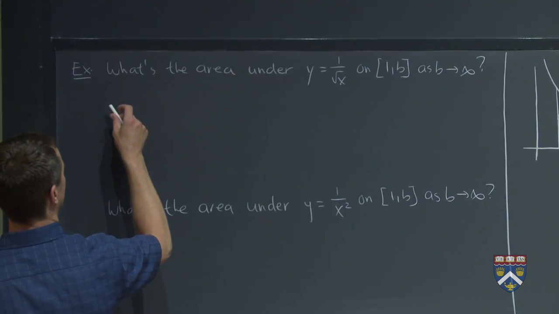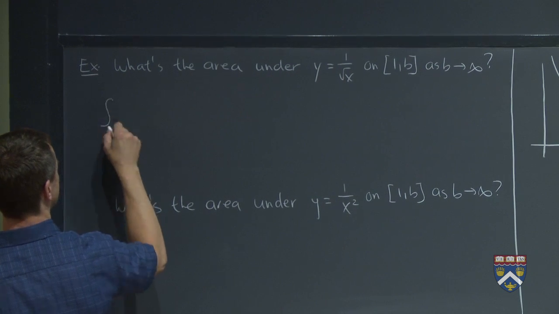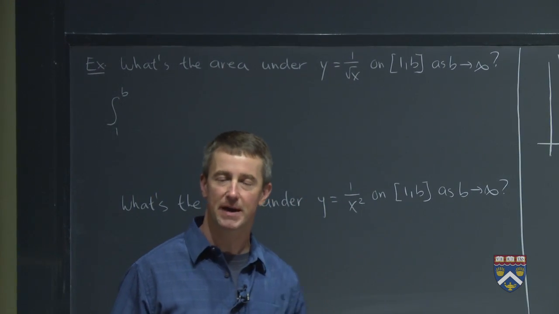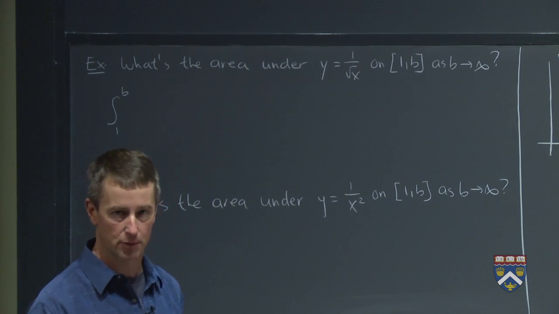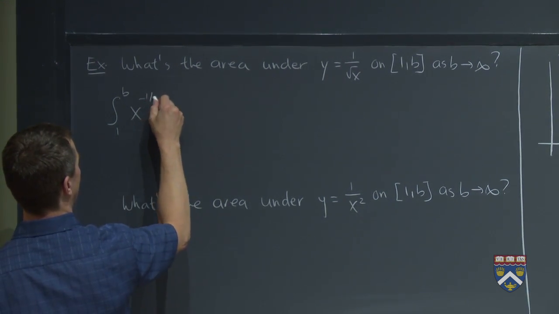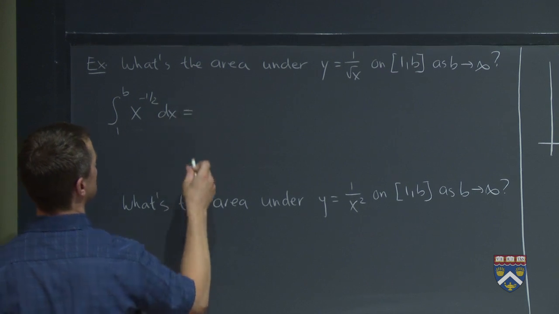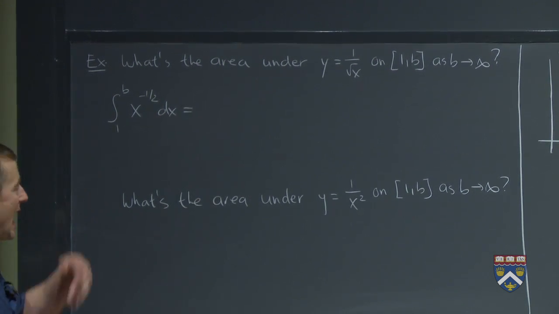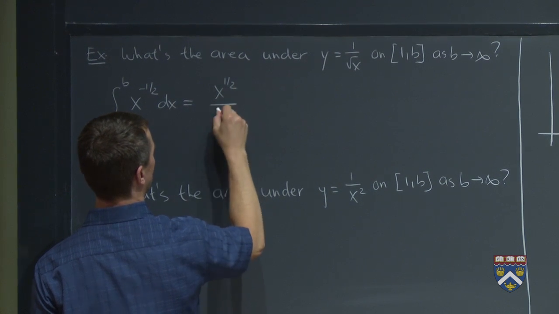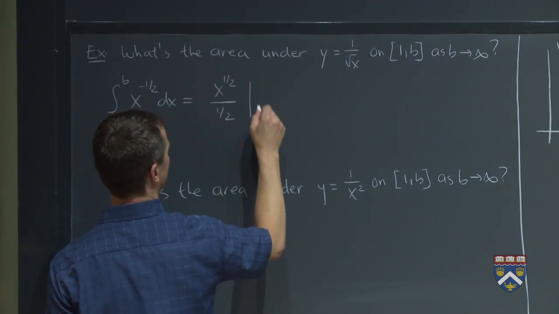So here we're taking the integral from 1 to b of 1 over the square root of x. But there's a better way that we can write that if we want to use our power rule. 1 over square root of x is really x to the negative 1/2 power. So we can use our power rule. We add 1 to the exponent. We get x to the 1/2 over 1/2, evaluated from 1 to b.